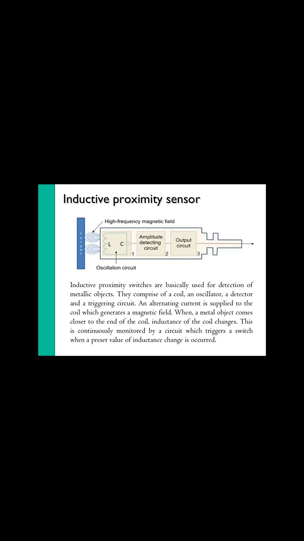Then, a type of proximity sensor: the inductive proximity sensor. These inductive proximity sensor switches are basically used for the detection of metallic objects. These proximity sensors use a magnetic field to detect a metallic object. They were mainly used for security purposes, to find metallic harmful objects like guns, knives, something like that.